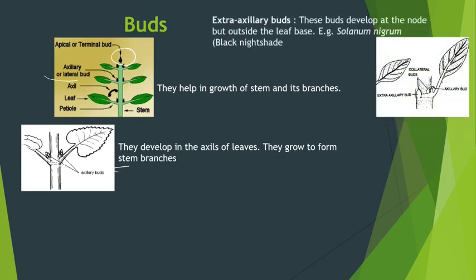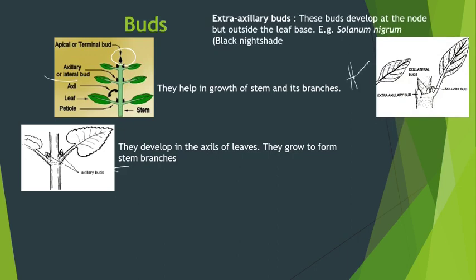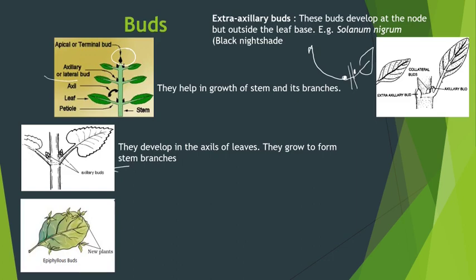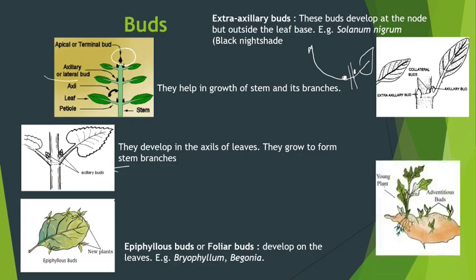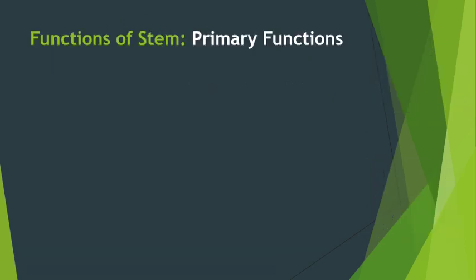In this picture you can see the extra axillary bud. So this is a stem, node, axil, leaf, axillary bud in the axil of the leaf. On the opposite side, outside of the leaf base, when a bud comes, it is called an extra axillary bud. It can be seen in Solanum nigrum. Then these are epiphyllous buds, seen in Bryophyllum and Begonia. They grow on the leaf margins of these plants, and they are responsible for vegetative propagation. Adventitious buds are those buds which arise on any part other than nodes, and they are responsible for growth. So these are the different types of vegetative buds. Of course, floral buds are the sexual buds.